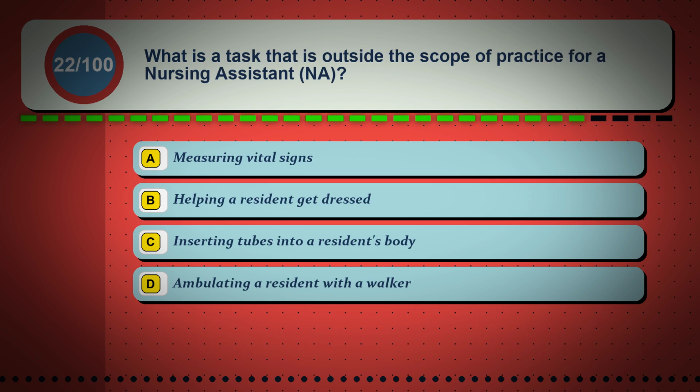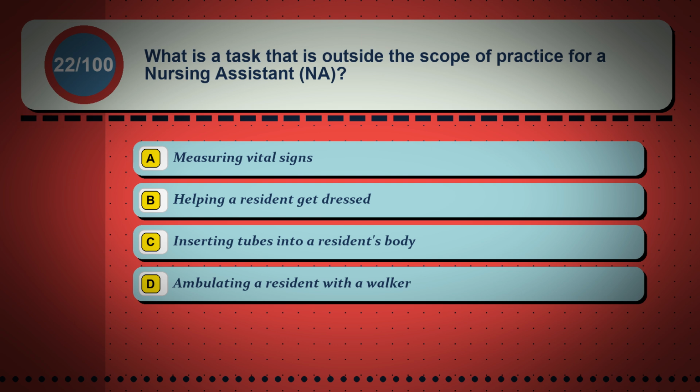Question 22. What is a task that is outside the scope of practice for a nursing assistant, NA? Option A, measuring vital signs. Option B, helping a resident get dressed. Option C, inserting tubes into a resident's body. Option D, ambulating a resident with a walker.